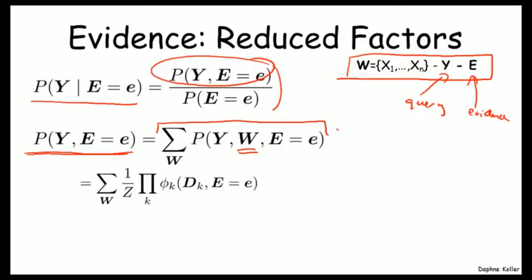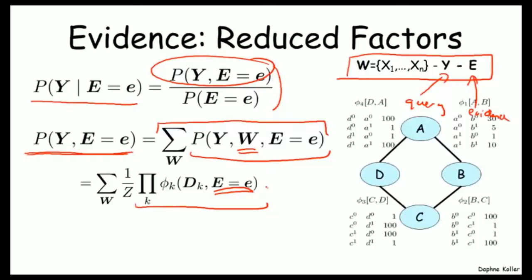Now, if we rewrite this expression over here, we can view it as a product of factors, and that's the case whether it's a Bayesian network or a Markov network. And that product of factors is only those components of the factors that are consistent with my evidence E equals little e, which means I reduce the factors by the evidence. So to understand what that means, let's look at this example over here.